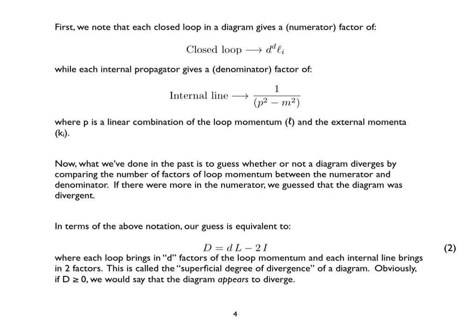Okay, so I'm going to define something that's called the superficial degree of divergence. Okay, that's what this big D is. So what we were doing is basically this: counting the number of loops, so the number of loops times this D, right? If we had one loop, we'd have D factors of our loop momentum, and this would be the denominator part, right? So internal lines give us 2 powers of the loop momentum. And anytime we saw D greater than or equal to 0, we said it's divergent, okay? All right.